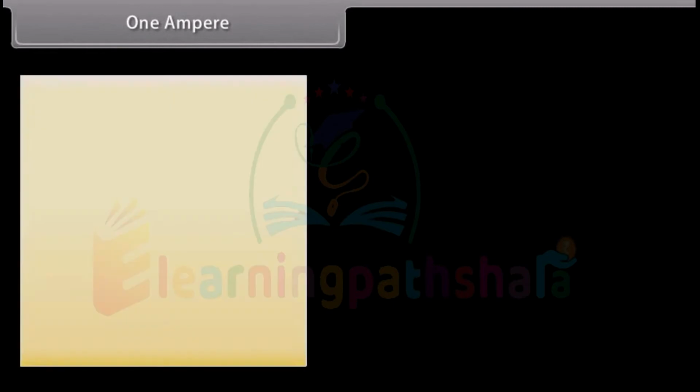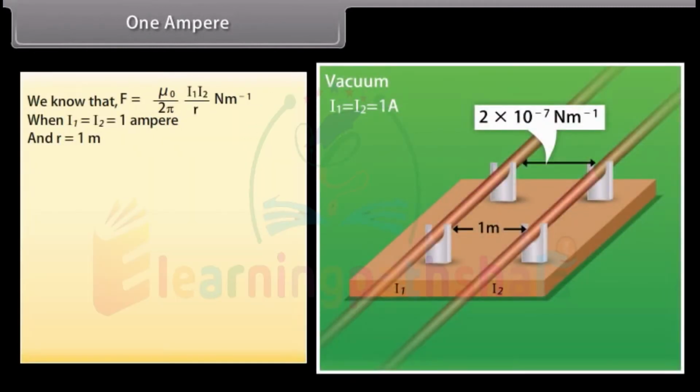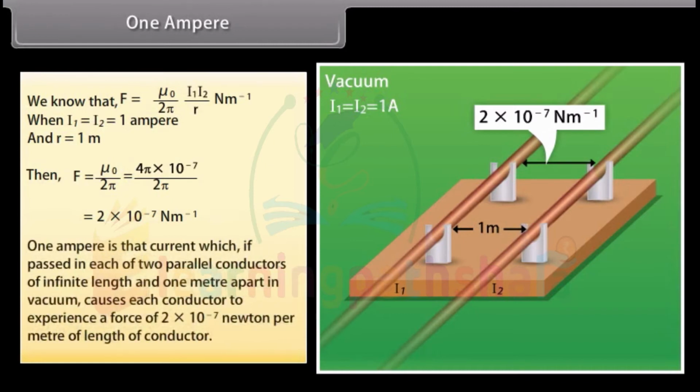One ampere. We know that F is equal to μ0 upon 2π multiplied by I1 I2 upon r, when I1 is equal to I2 is equal to 1 ampere and r is equal to 1 meter. Then the value of F is equal to 2 × 10^-7 newton per meter. Therefore, 1 ampere is that current which, if passed in each of the two parallel conductors of infinite length and 1 meter apart in vacuum, causes each conductor to experience a force of 2 × 10^-7 newton per meter of length of conductor.